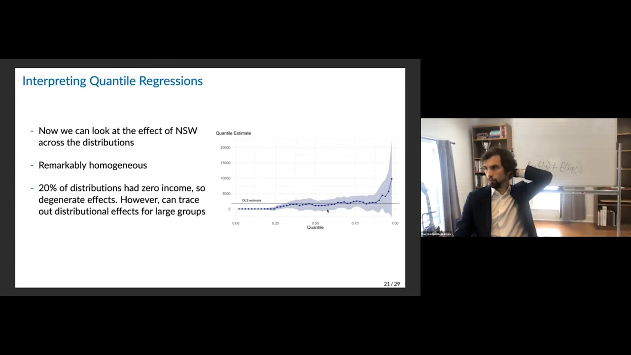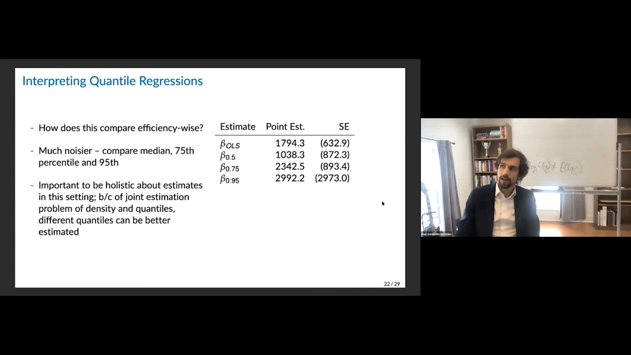And so what's notable is that for the most part, I would say the distributional effects are actually smaller than the OLS estimate, because the OLS estimate is boosted by this stuff out here in the tail. But what's nice is you can start to compare the point-wise estimates across the distribution. In terms of how to compare these estimates, the OLS estimate, remember, was around $1,800.